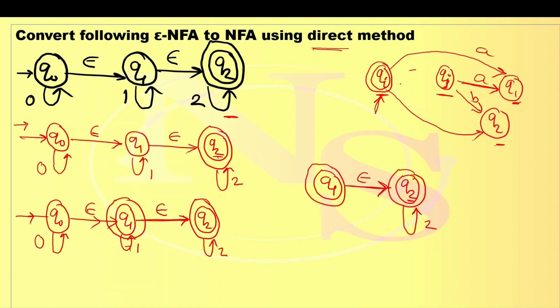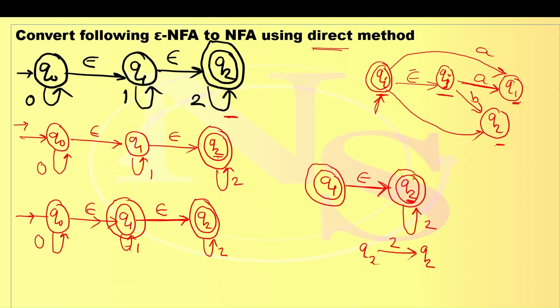Here, if there is an epsilon transition between Qi to Qj, all transitions starting from Qj will also start from Qi. Understand how to write this? First of all, write down Qj. Here Qj is Q2. Transition starting from Q2. Q2 having transition for 2 going to Q2.